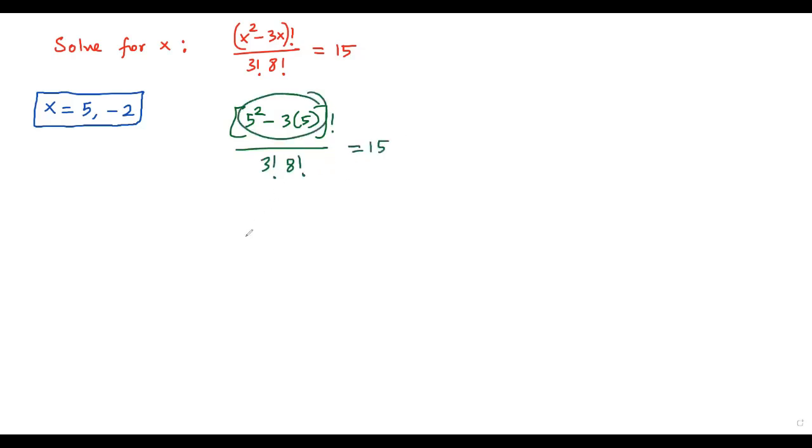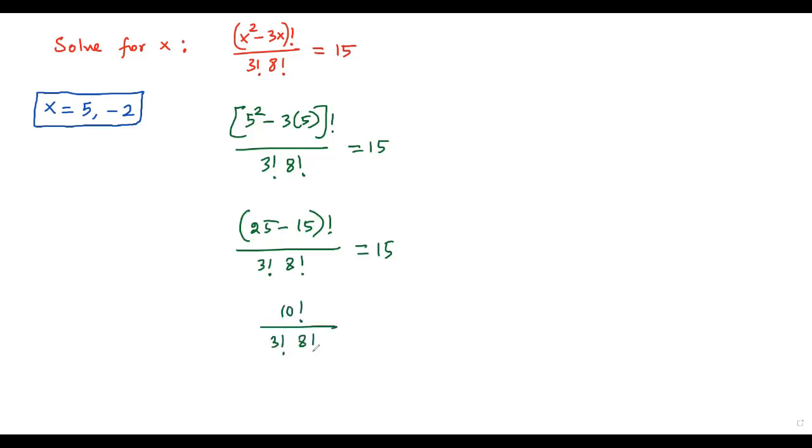Okay, let's simplify this. 5 squared is 25, negative 3 times 5 is negative 15, factorial, over 3 factorial times 8 factorial equals 15. So 25 minus 15 is 10 factorial over 3 factorial times 8 factorial equals 15. Now I'm going to expand this 10 factorial. When I expand it, I have to write the numbers from 10 to 1 and multiply them all. But I don't expand 10 factorial up to 1. I stop in the middle, specifically at the number 8 factorial.